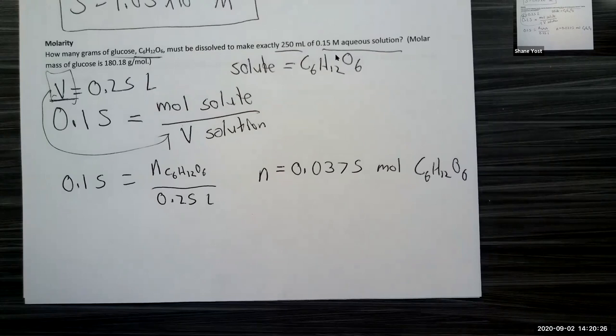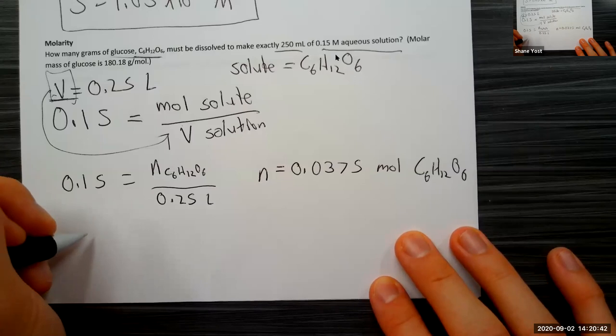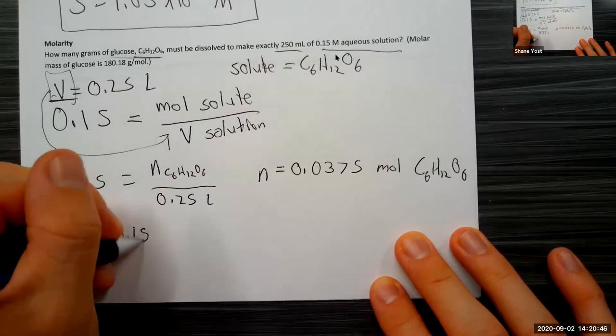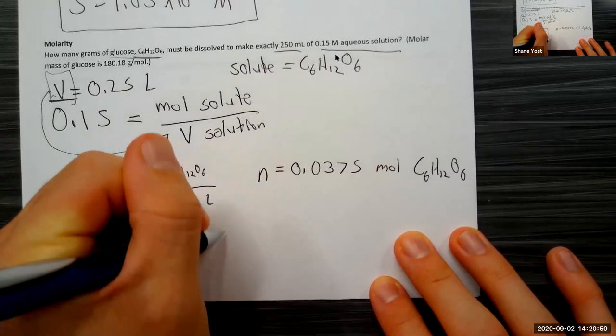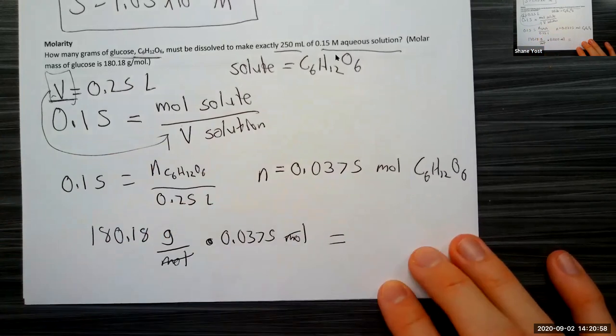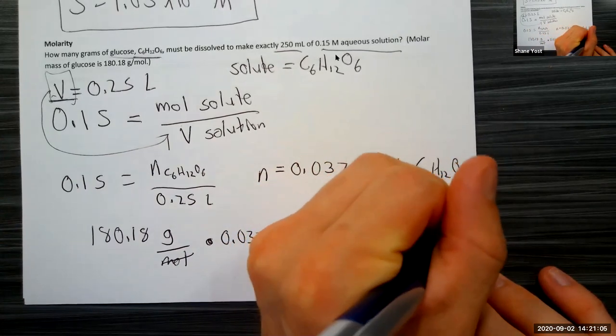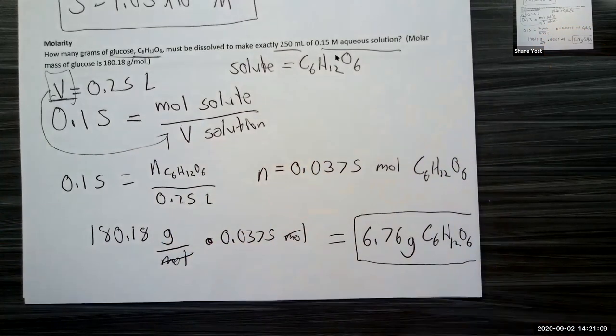Now I have moles, and if you remember from Gen Chem 1, 1341, if I have moles of something and I want to get the mass, what do I need to do? I need to multiply by the molar mass, exactly. So I take my molar mass, 180.18 grams per mole, and multiply that by 0.0375 moles. The moles cancel, and I'm just left with mass, which comes out to be 6.76 grams of C6H12O6. That's how many grams of glucose we need to add to a 250 milliliter solution to make a 0.15 molar solution.